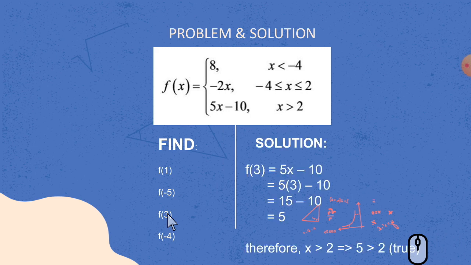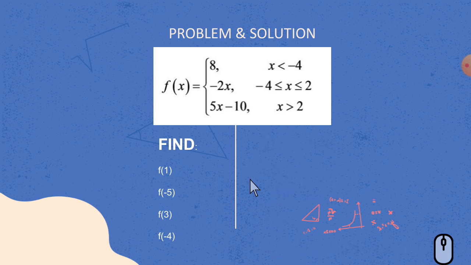Therefore, the solution is f of 3 is equal to 5x minus 10. So, substitute natin si 3. So, 5 times 3 minus 10. So, 5 times 3 is 15 minus 10 is equal to 5. Therefore, the answer in f of 3 is 5.